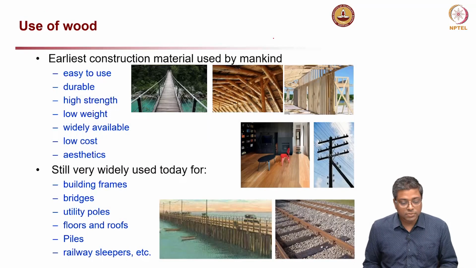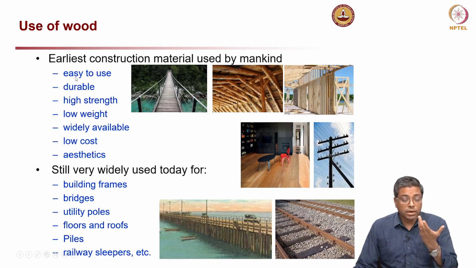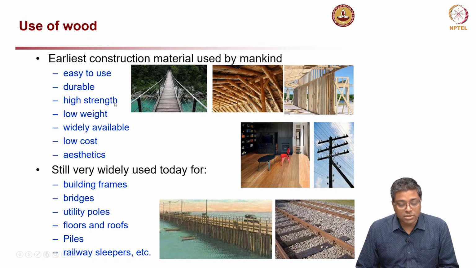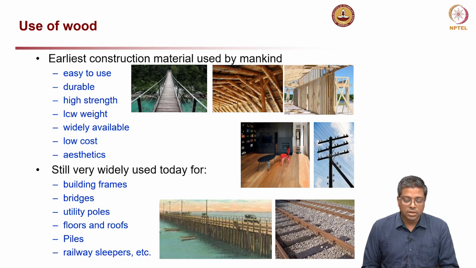Now, the use of wood, or where do we apply or use wood. It is one of the earliest construction materials used by mankind, and we were using it because it is easy to use, it is durable, and it has high strength. Depending on which direction you are using it and what type of load is applied, in which direction it is applied, all that we will discuss in detail in the coming slides. And also it is lightweight.